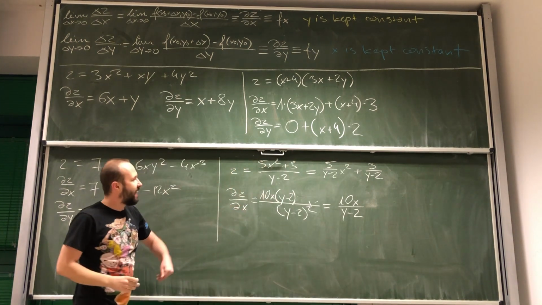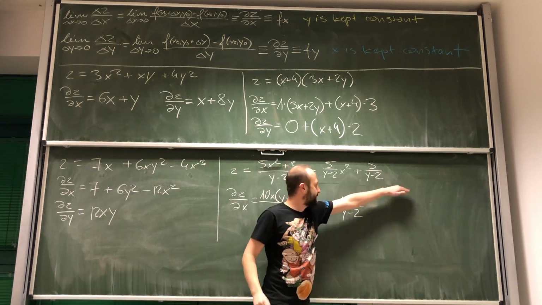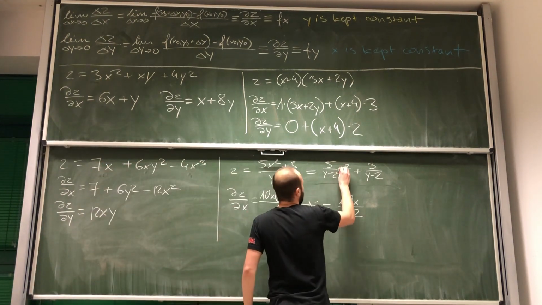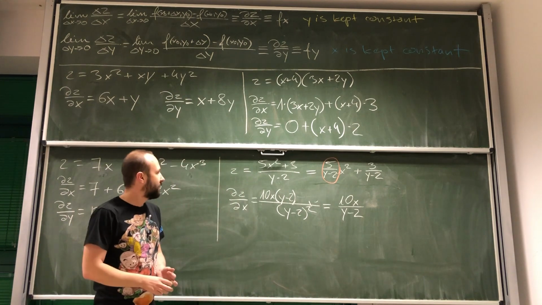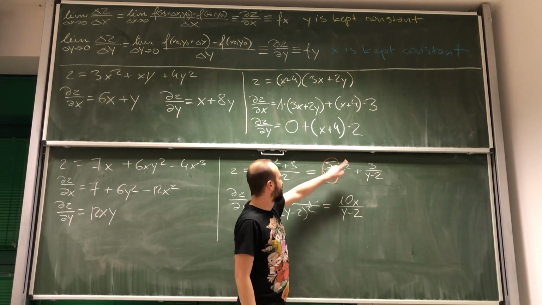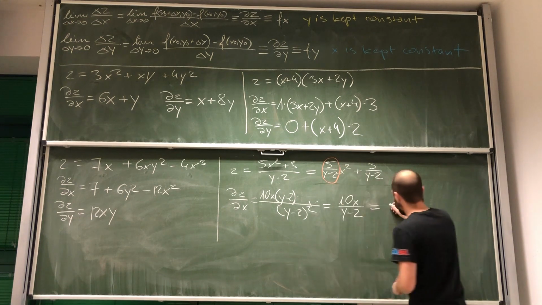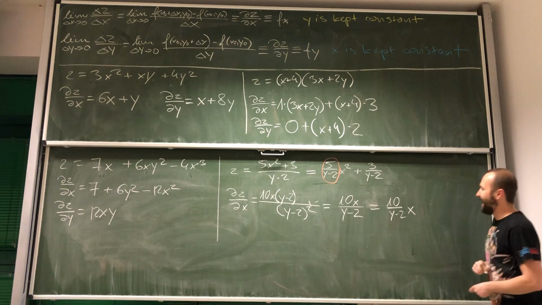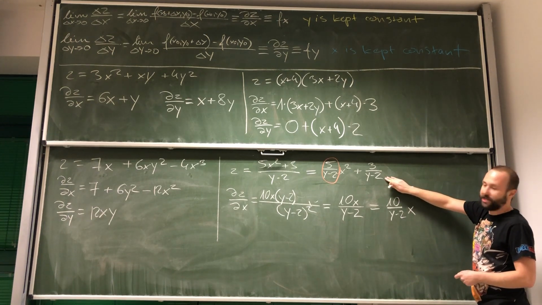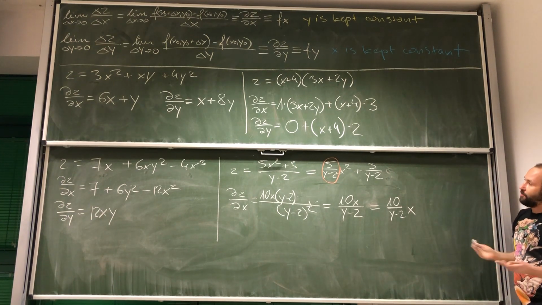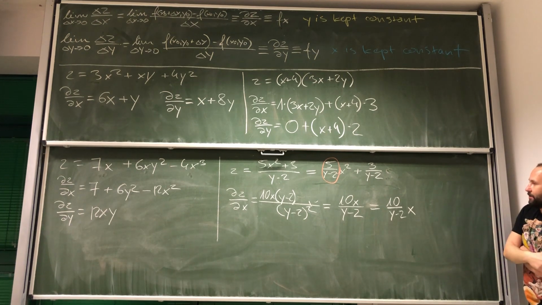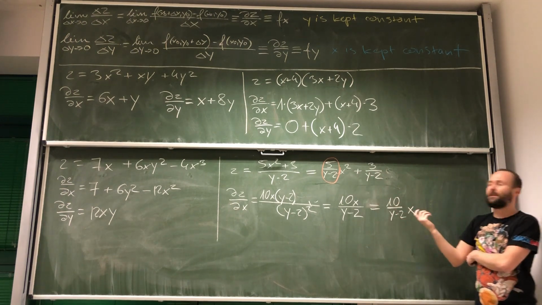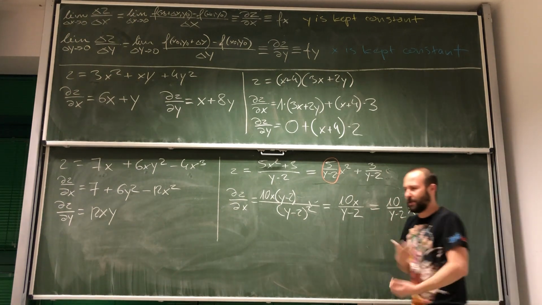And now if I'm differentiating this expression with respect to x, this whole thing is constant, right? So what should I do? I should take 2, put it up front, and I'm getting that this is 10 over y minus 2 times x, and this is gone in differentiation because it's a constant. So as you see, I was able to calculate it in a way easier fashion. But of course, this requires a little bit of practice.